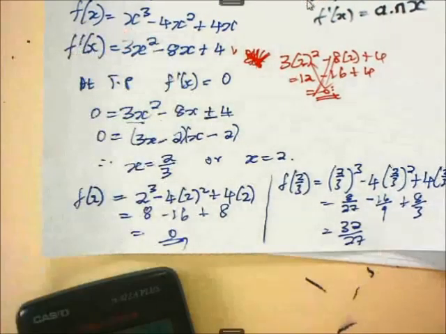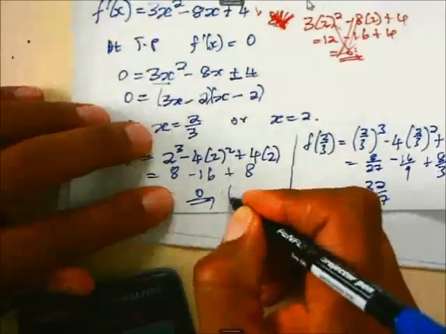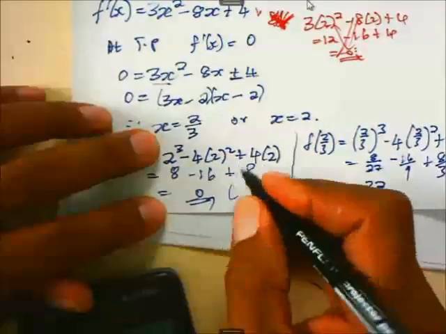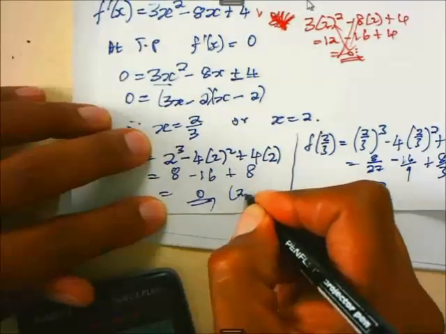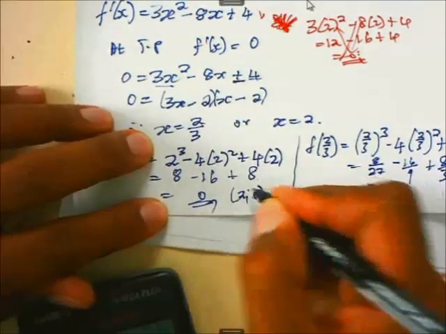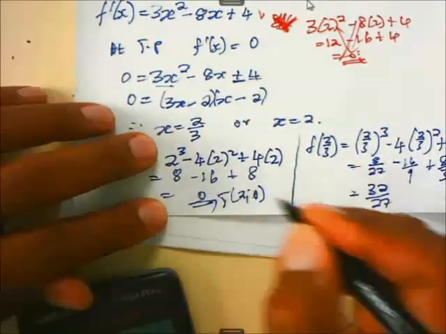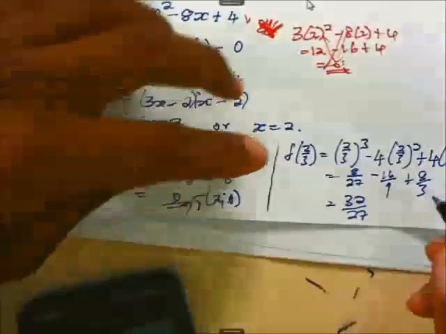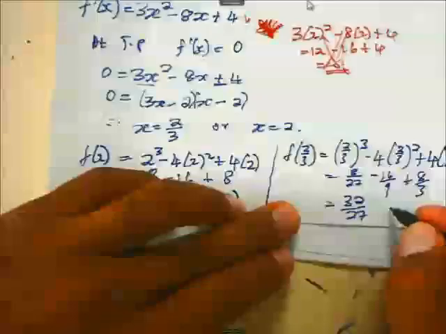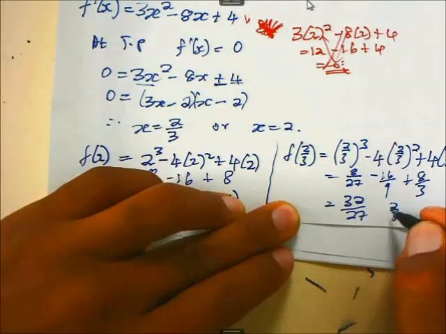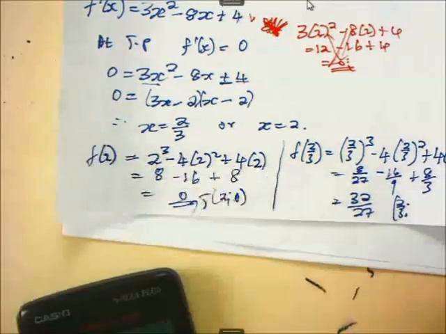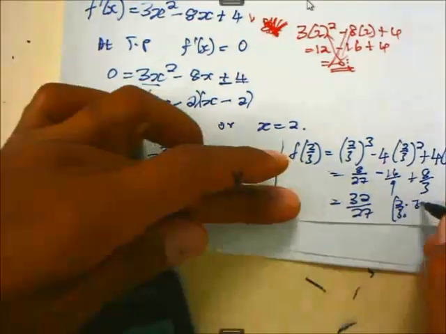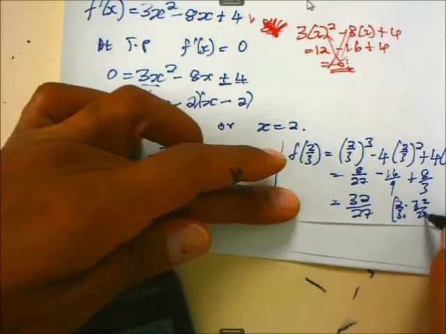Now, the question will be, what are the coordinates of the turning points? Of course, the first one that we have here, x is 2, y is 0. That is the turning point that we have. And the other one on this side, x is 2 divided by 3, and then the y will be 32 divided by 27.